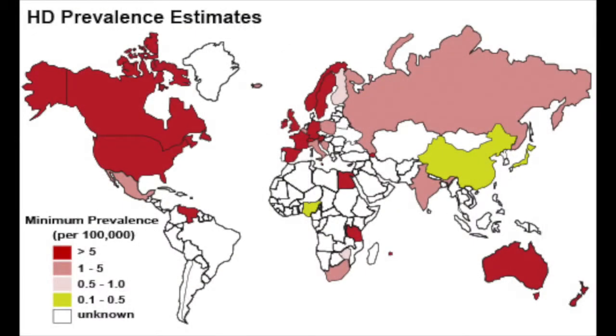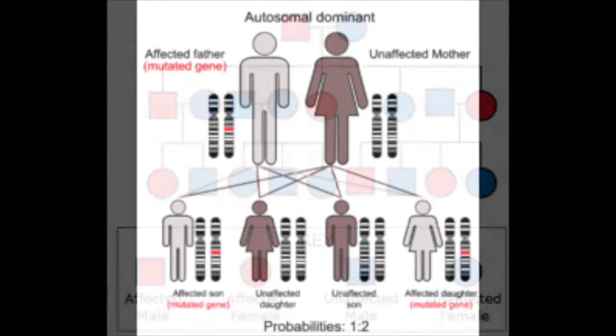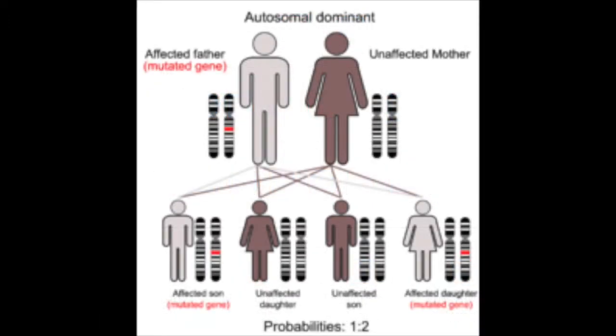In the United States, about 1 in every 10,000 individuals have Huntington's disease. Huntington's disease is autosomal dominant. Generally speaking, it is expressed in every generation. A child who has a parent who has Huntington's disease has a 50% chance of inheriting the disease.